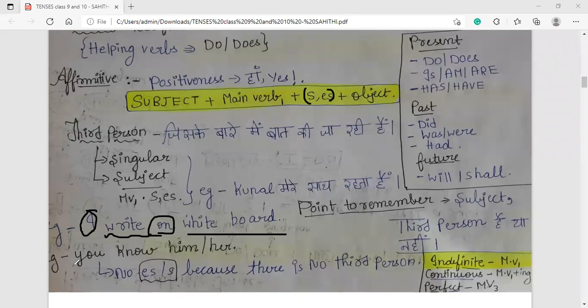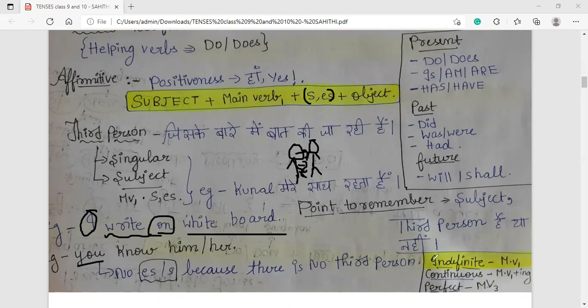Now, next example, if you see, you know him or her. You know him or her में you क्या हो गई? You is the second person you're talking about. You know him or her. That is, the person is beside you only, and you both are talking with each other only about this person. You're not talking about any other person. So here, you know him or her. Here there is no third person being talked about. So there would be no es or s because there is no third person.